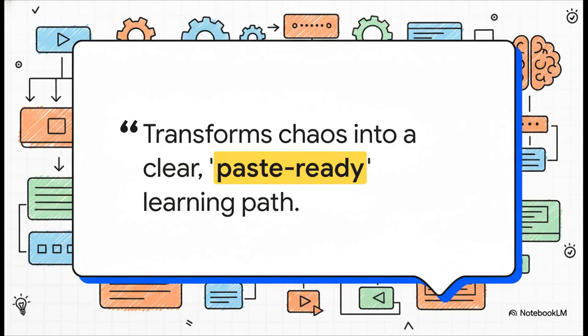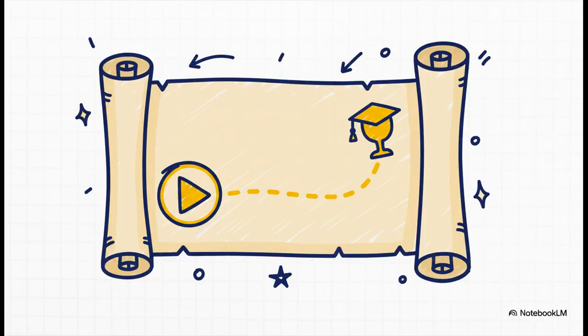And this quote just nails it, doesn't it? This whole approach isn't about finding more information. It's about organizing the best information. It really does transform the chaos of trying to teach yourself into a clear, actionable, and paste-ready learning path. So often, the biggest thing stopping us from learning a new skill is just not knowing where to begin. Well, that excuse is officially gone. With a guide like this, you have the map. You have the step-by-step directions. Your learning journey can literally start right now.